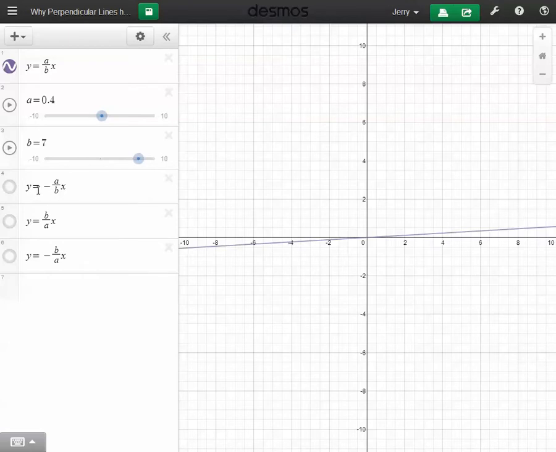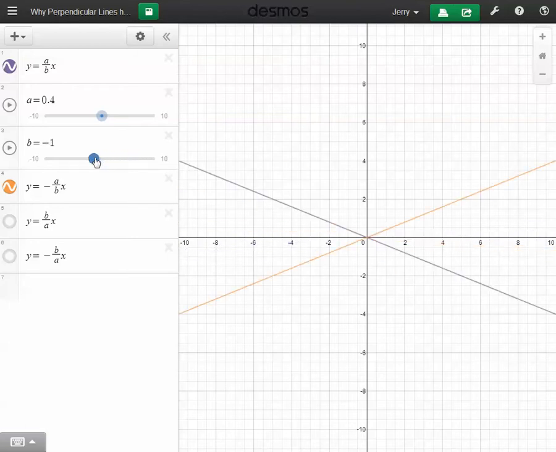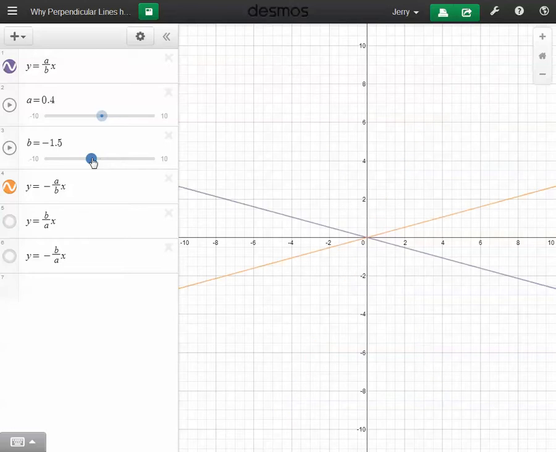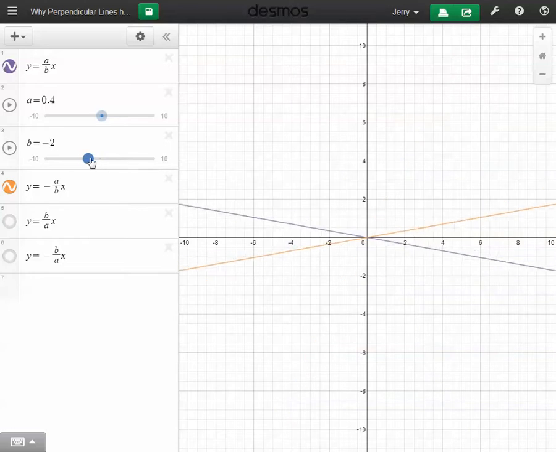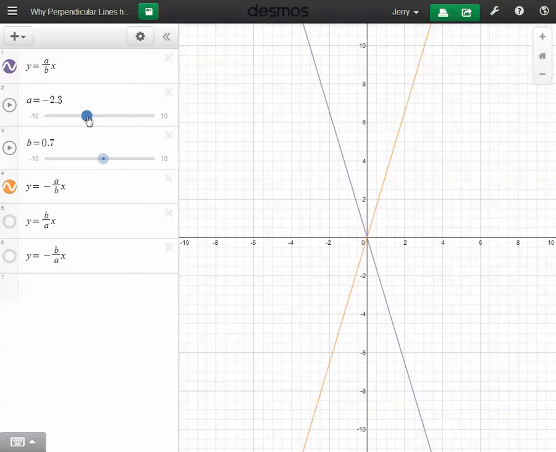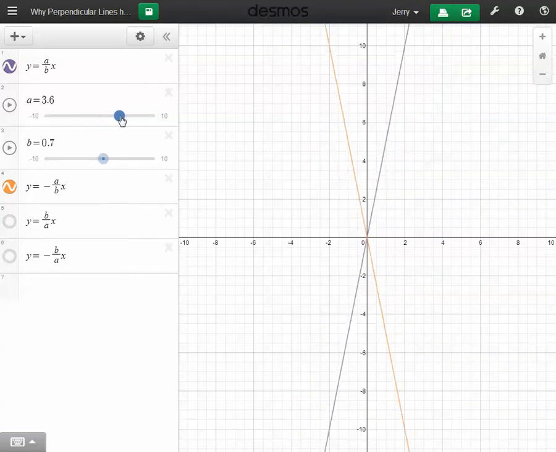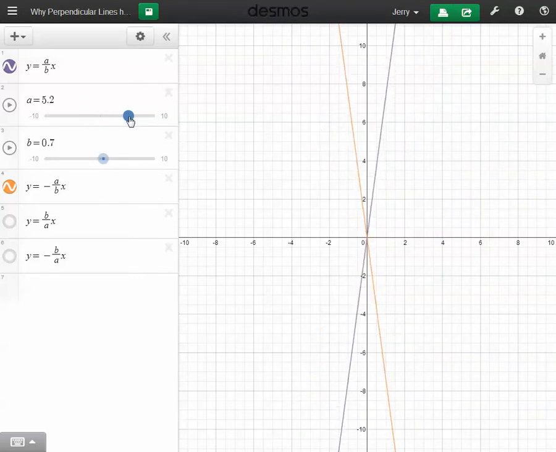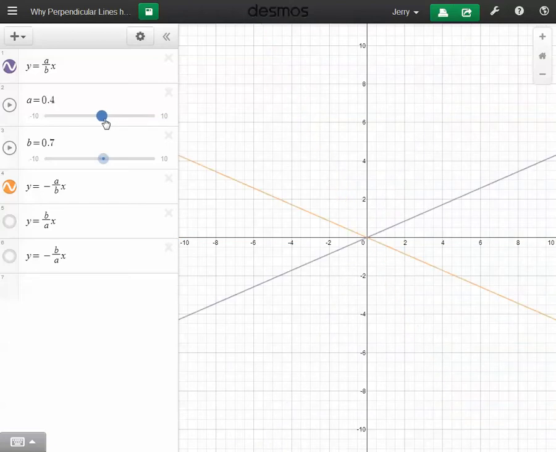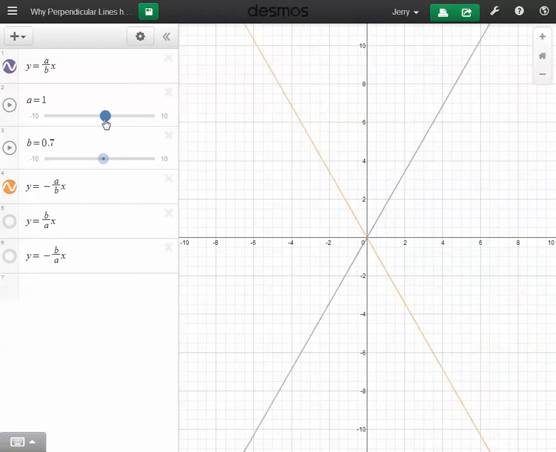But anyway, let's take a look at what would be the slope of a perpendicular line. So first I've graphed y equals the opposite of a over b x. So let's turn that on and see what that looks like. That's appearing in orange now. And you can see what happens is the lines are not perpendicular. They're sort of doing the opposite though. Their slopes are just the opposite of each other. So if one's positive, the other's negative. If one's negative, the other is positive.